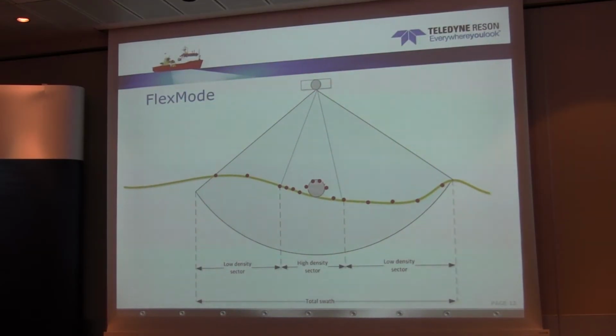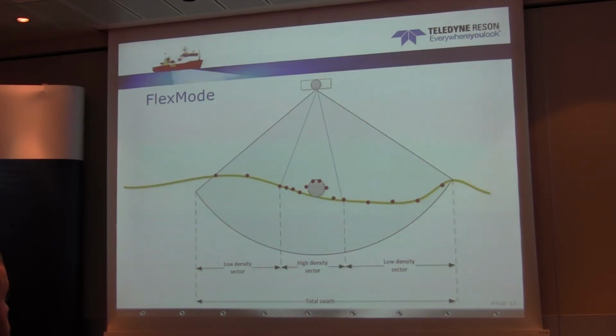So using the flex mode, in a standard situation, if you want to focus lots of your beams on one part of the swath, you might have to condense your swath to get most of the beams in one part. In this case, a pipe, that could be a wreck or a quay wall, say. And then, of course, by doing that, you sacrifice your coverage.